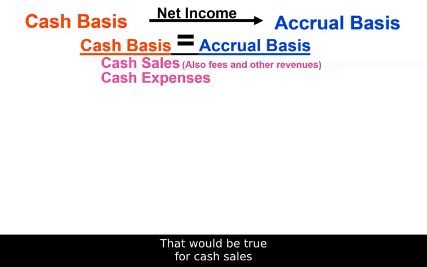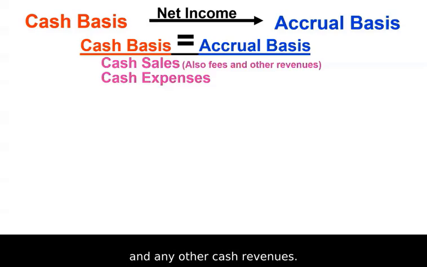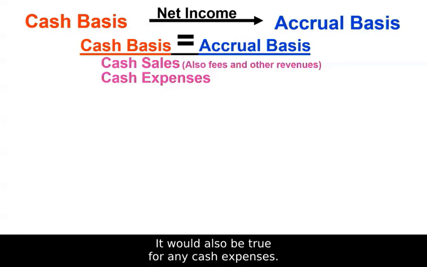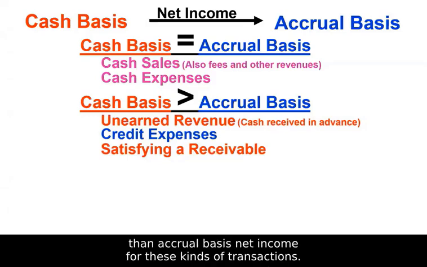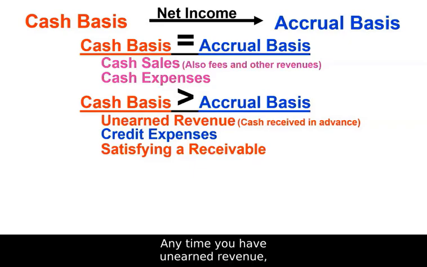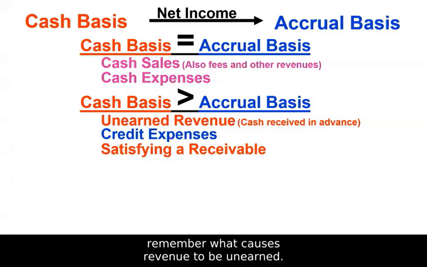That would be true for cash sales and any other cash revenues. It would also be true for any cash expenses. Cash basis net income will be greater than accrual basis net income for these kinds of transactions. Anytime you have unearned revenue, remember what causes revenue to be unearned? It means you received cash in advance before it was earned.